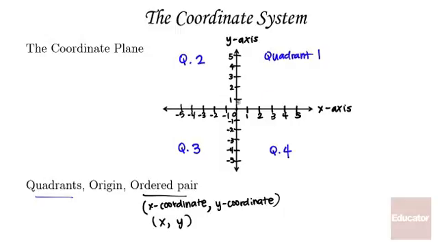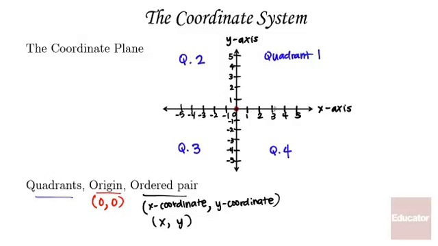This point where the x-axis and the y-axis meet is called the origin. That's right there. And if you look, the x number is 0, and the y number is also 0. So the origin is 0, 0. That is the ordered pair for the origin.